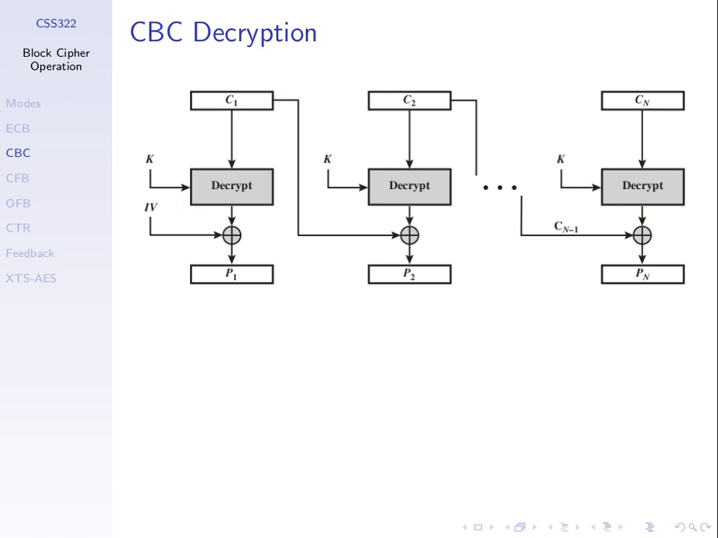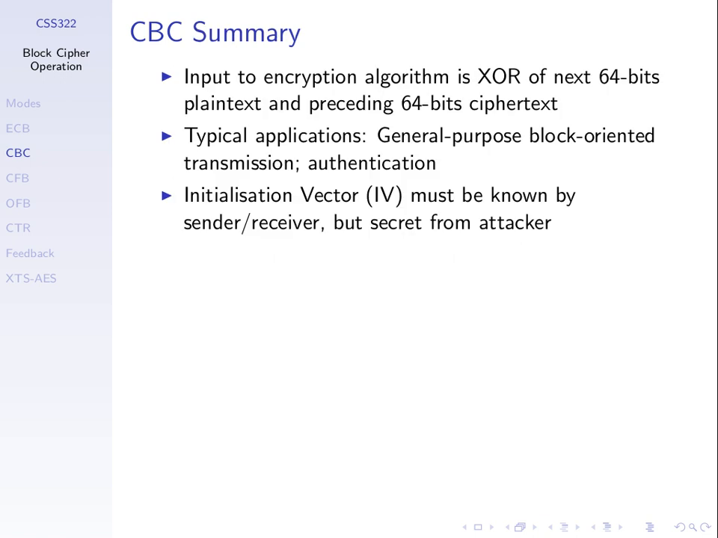Take the ciphertext, decrypt, XOR with the IV, where the IV must be known by the encryptor, the source, and the person decrypting, the destination. And in practice it is normally secret. Best to be kept secret. And we take the ciphertext and feed it into the XOR there, and so on, for the decryption. That's the description. This is commonly used, so it's a general purpose mode for block ciphers, block-oriented transmission, and some authentication. The initialization vector must be known by sender and receiver and should be secret from the attacker. So it's another secret value, really. And it needs to be exchanged between sender and receiver. There are others, and we'll go through three or four others, which have different advantages and disadvantages.